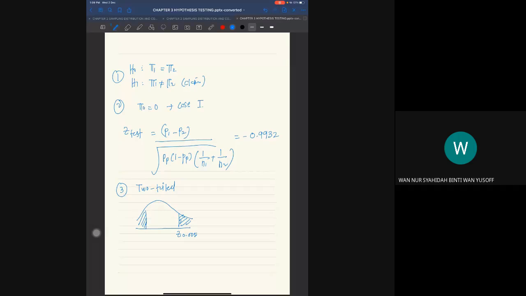Okay, so the value is 2.5758. So we have this value.